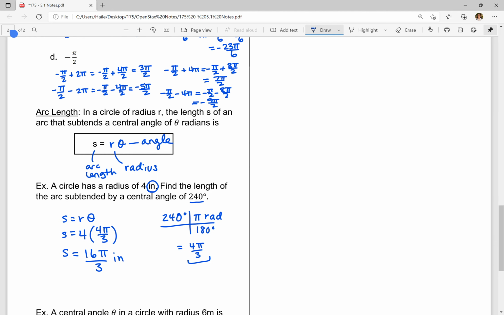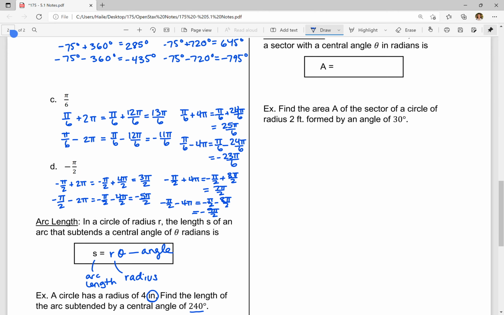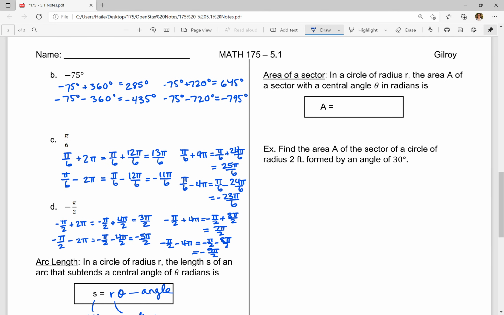All right, so the last type of word problem we're going to talk about in this section is called the area of a sector. So whereas arc length was the length of the pizza crust, I want you to think of area of a sector as like the area of the pizza slice. Okay, so if your circle is the pizza, a sector is like a slice of the pizza.